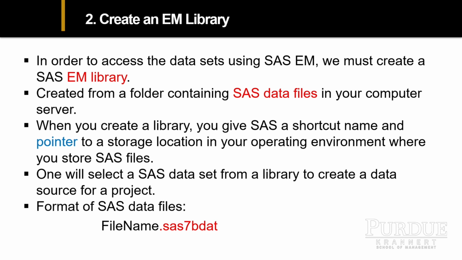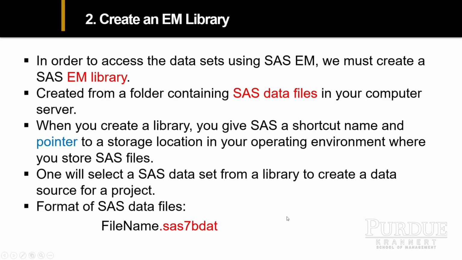So in the second step, we're going to discuss how to create an EM library. That's the process for EM to access the data set that's in your local folder. Basically, the EM library gives us a shortcut name or pointer to the local folder where you store your SAS file. In particular, the format of the SAS data file is the file name .sas7bdat. So basically that refers to the SAS data file.